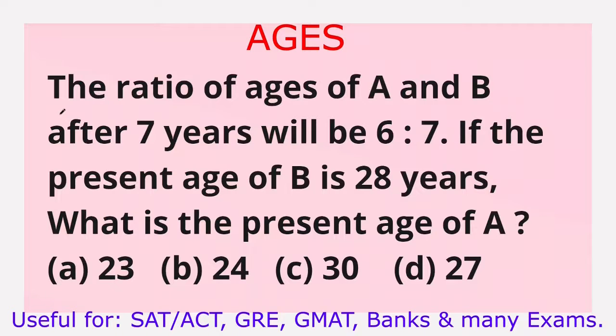Our question is, the ratio of ages of A and B after 7 years will be 6:7. If the present age of B is 28 years, what is the present age of A? The given options are option A, 23, option B, 24, option C, 30, option D, 27.